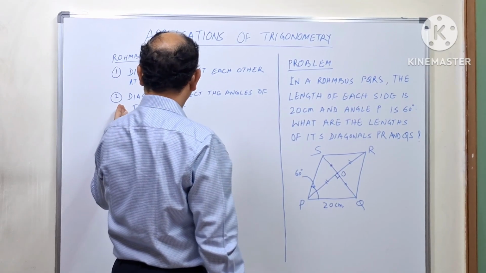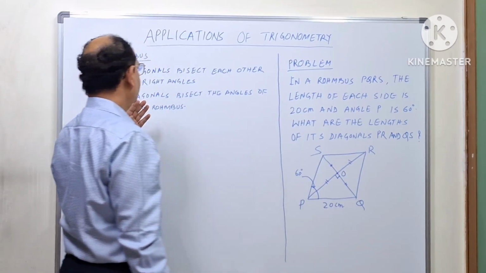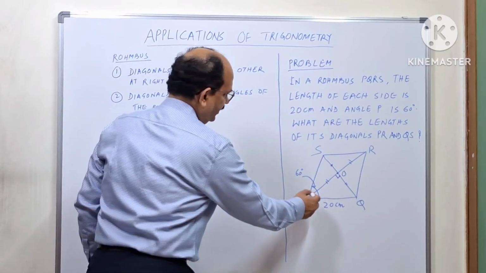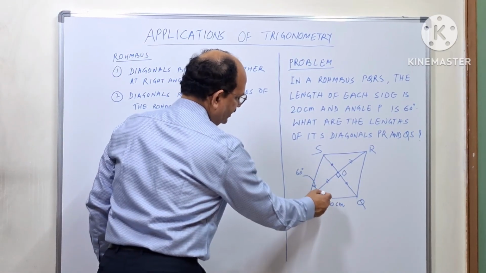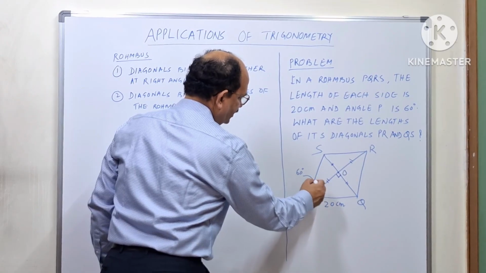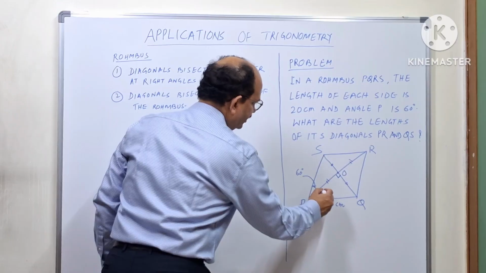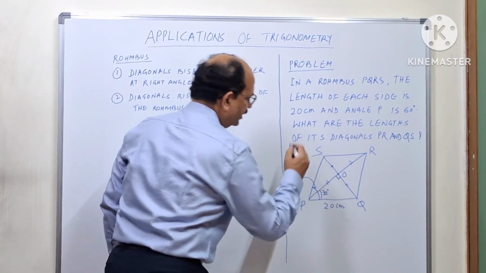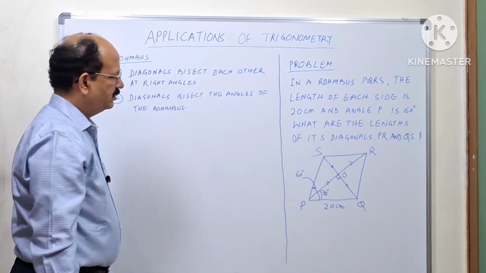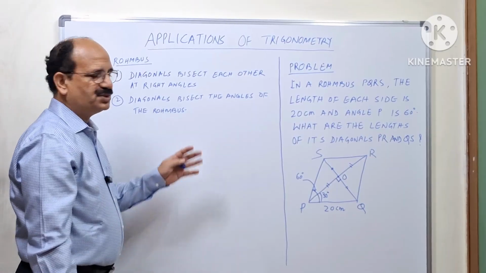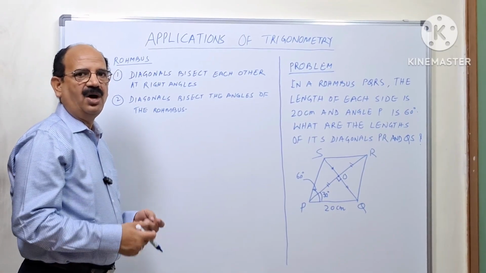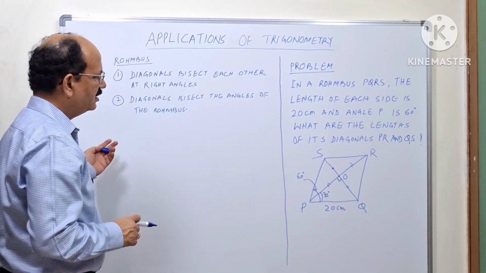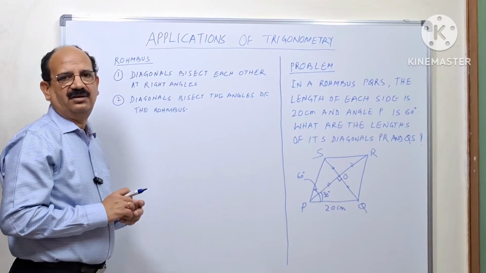Now, the second property of the rhombus which we are going to use is that diagonals bisect the angles of the rhombus. So, for example, this PR will bisect this total angle P. So, if this total is 60 degree, this angle will be equal to 30 degree. Right? So, with the usage of these two, let us try finding out how we can now apply the concepts of trigonometry and find the lengths of the diagonals.